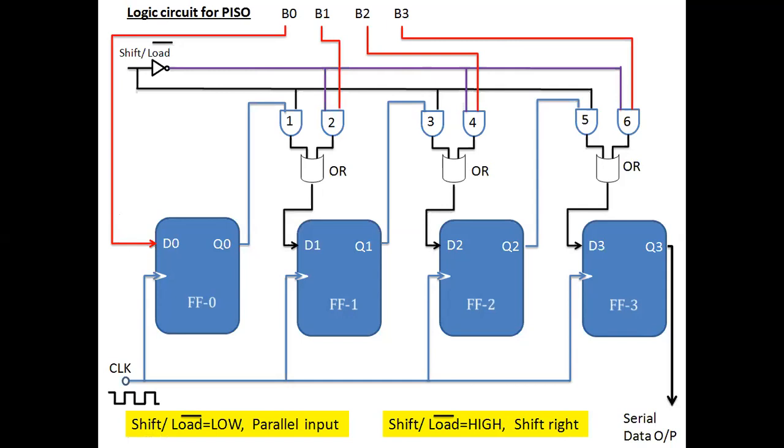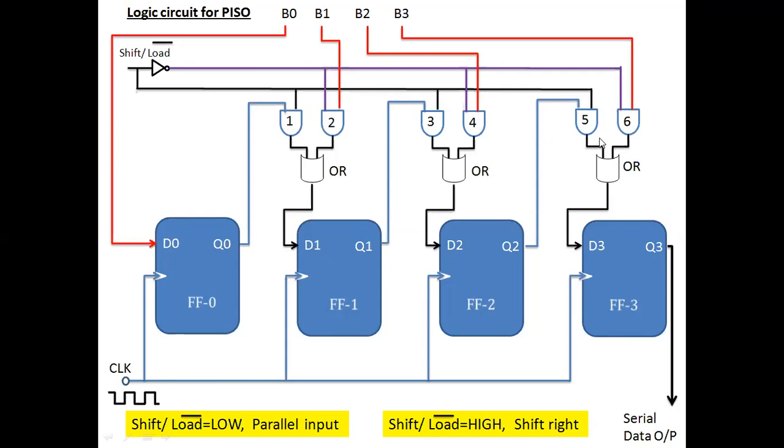After that, if we apply the clock pulse, all the data, that is, B0 will come at Q0, B1 data will come at Q1, B2 data will come at Q2, and B3 data will come out at Q3. Now for the serial out, already the B3 data is at the output. To get the data shifted from left to right, we have to set this shift or load control input high.